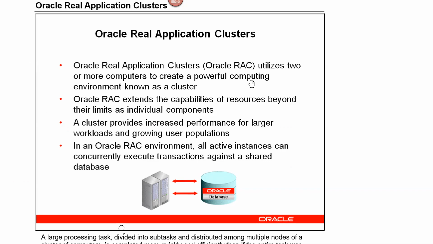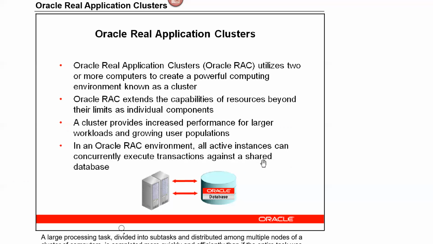This is for high availability. You will have multiple instances talking to the same database. That is what RAC is, right? Oracle Real Application Clusters utilizes 2 or more computers to create a powerful computing environment known as a cluster. Oracle RAC extends the capability of resources beyond their limits as individual components. A cluster provides increased performance for larger workloads and growing user population. In an Oracle RAC environment, all active instances can concurrently execute transactions.